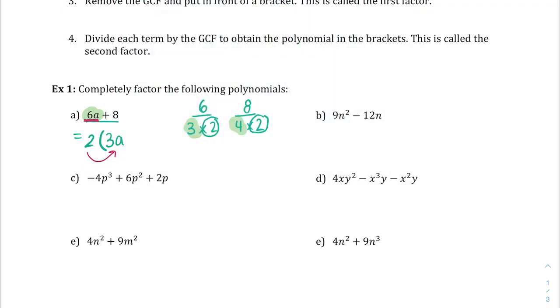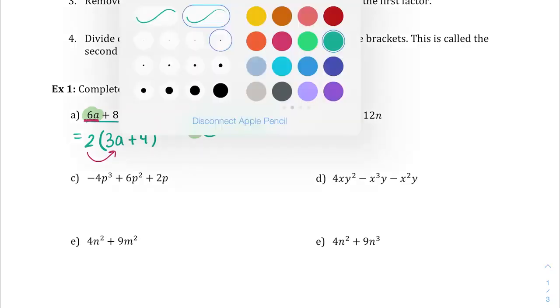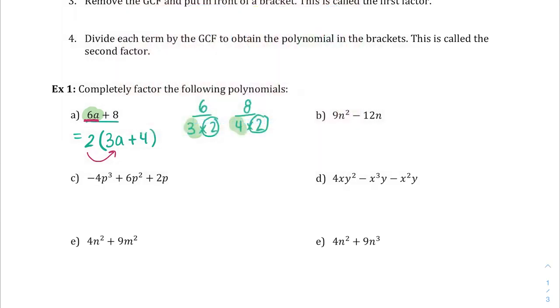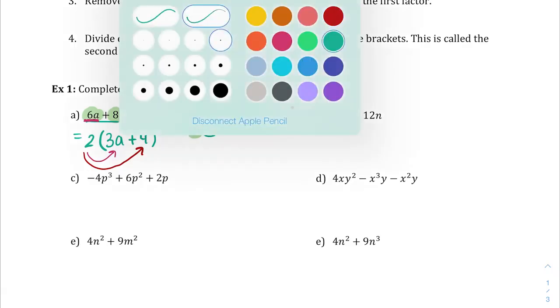Then we want to figure out what number times 2 will give us back 8. Well, that's 4. Again, how do we check? We can just quickly expand in our minds. 2 times 4 will give us back 8. So that is correct. Alright, let's keep going.